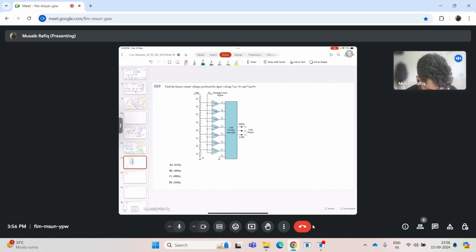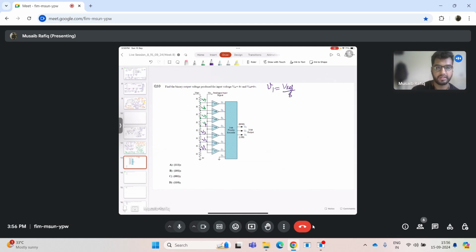So this is again an analog to digital converter. So we have Vref. Now let's mark these points. Let's term this as V7, this as V6, this as V5, this as V4, this as V3, this as V2, and this as V1. And now let's write V1. V1 is equal to Vref by 8.